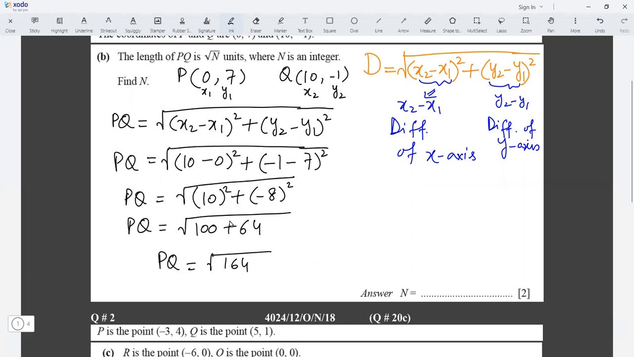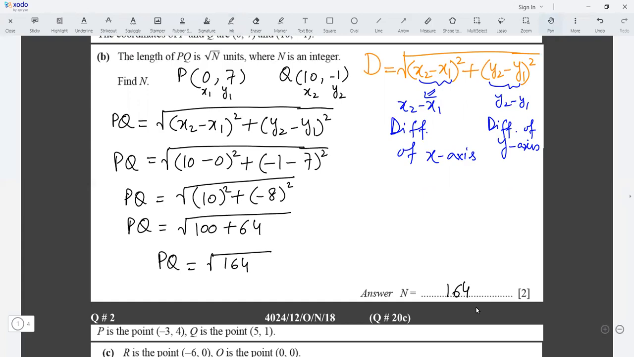So actually the answer is under that square root because we have to write down n in the answer. No need to find the square root. Actually, it's a paper one question, so how could we find the square root of 164 without a calculator? We just write down the answer n, which equals 164. This is the first type of question.